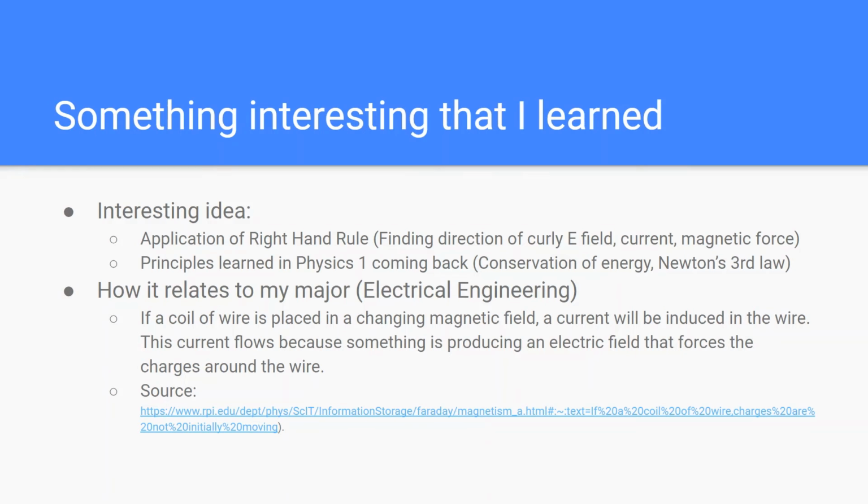And how this week's material relates to my major, electrical engineering, is that the idea of induced current comes up when we are building circuits. It shows that if a coil of wire is placed in a changing magnetic field, then a current will be induced in the wire, and this current will flow because something is producing an electric field that forces the charge around that wire.